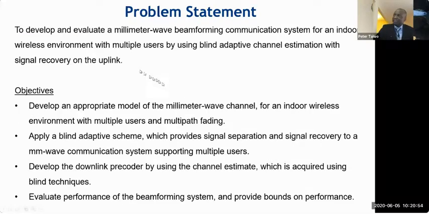So this is my problem statement, and that is to develop and evaluate a millimeter wave beamforming communication system for an indoor wireless environment with multiple users using blind adaptive channel estimation and signal recovery. These are my objectives: to develop an appropriate model for the millimeter wave channel for the indoor, and also apply a blind adaptive scheme which provides signal separation and signal recovery for multiple users. Then we develop the downlink precoder by using the channel estimates, which are acquired during the blind adaptive scheme. Then we evaluate the performance of the beamforming system and provide bounds on performance.